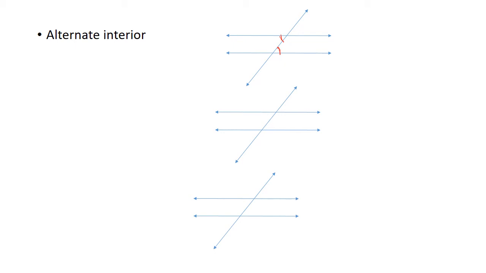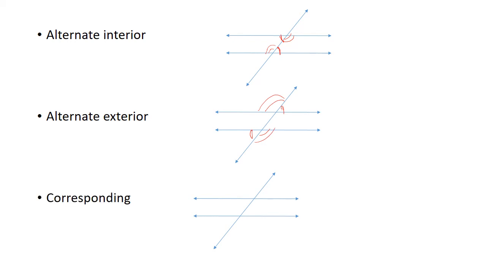The other two alternate interior angles are going to be the obtuse one and this obtuse one, and those are going to be congruent. Alternate exterior angles are going to be on either side of the transversal line, but they're on the outside of the two parallel lines. So alternate exterior is this one and this one, other side of the transversal, and outside of the parallel lines, so it's going to be those two.